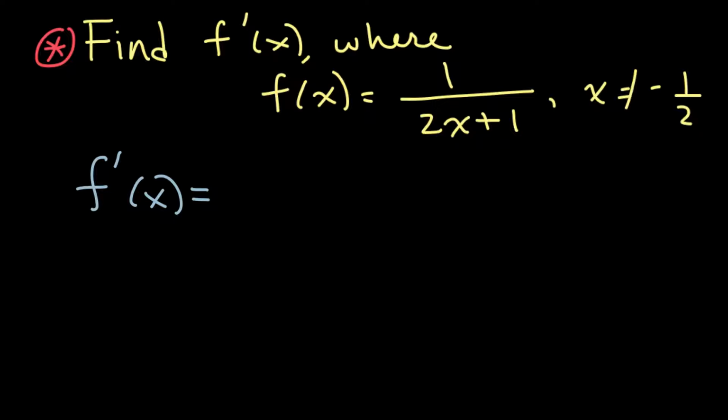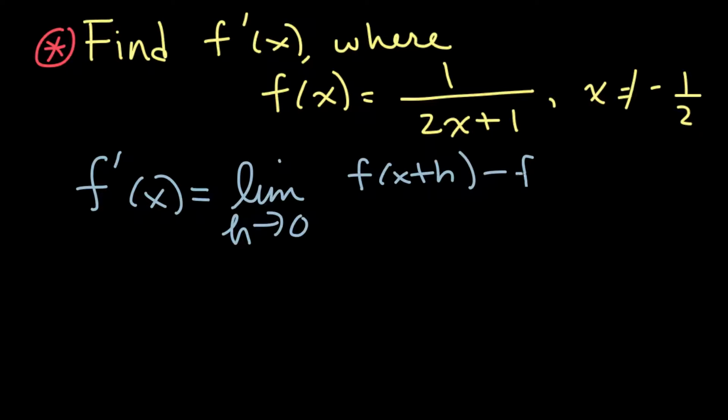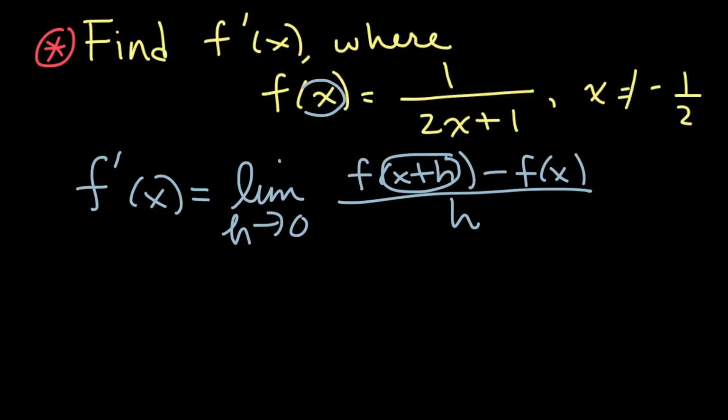So let's remember that the derivative f prime of x is the limit as h goes to 0 of f of x plus h minus f of x over h. And we're going to go ahead and plug x plus h in and then x in and see what we get. So this is going to be the limit as h goes to 0.